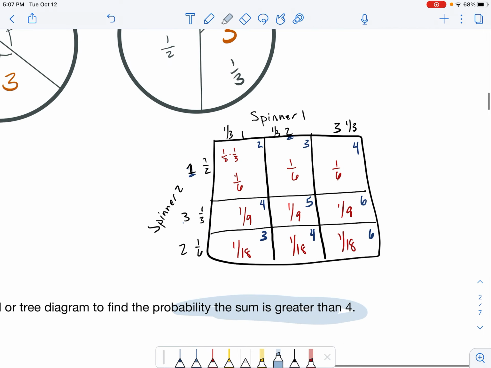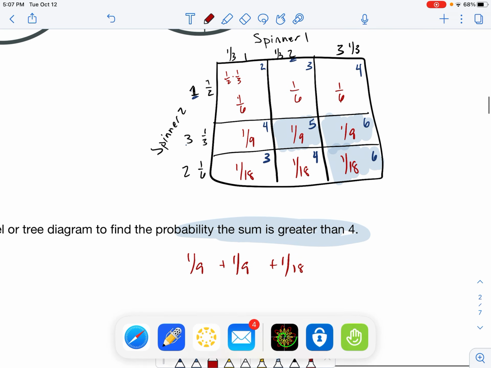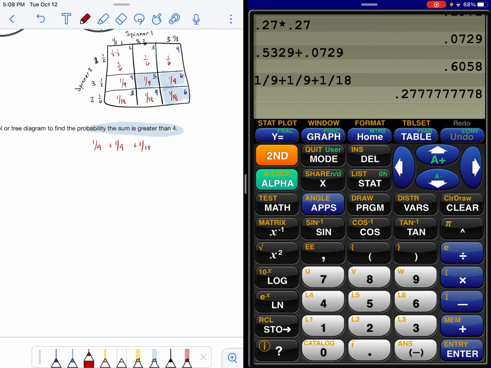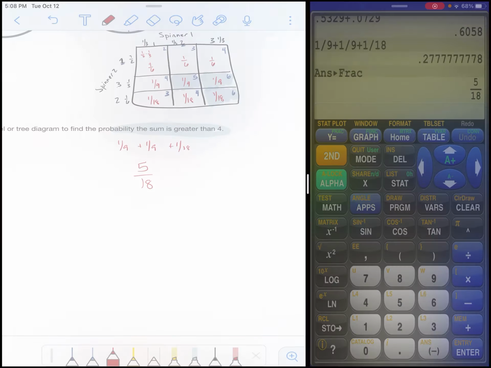Okay, sum greater than 4. So I'm going to go through and highlight these. The sum greater than 4 doesn't include 4, so that's just a 5 or a 6. So what I'm going to do down here is a 9th plus a 9th plus an 18th, and then I'm going to add those together. I'm going to do 1/9 plus 1/9 plus 1/18. And then I'm just going to do math fraction, and it's going to give me that in simplified fraction form.